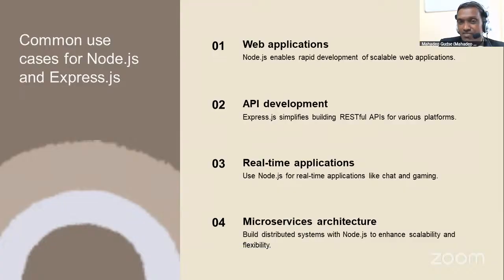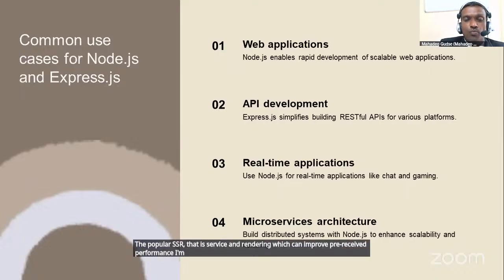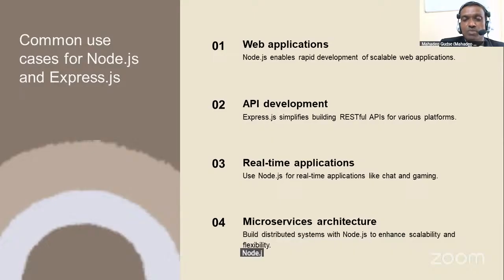While looking at server-side rendering, the popular SSR, that is server-side rendering, can improve pre-receive performance and SEO. Node.js can be used to implement SSR for JavaScript-based frontends, and frameworks like React and Vue.js often use Node.js for this.